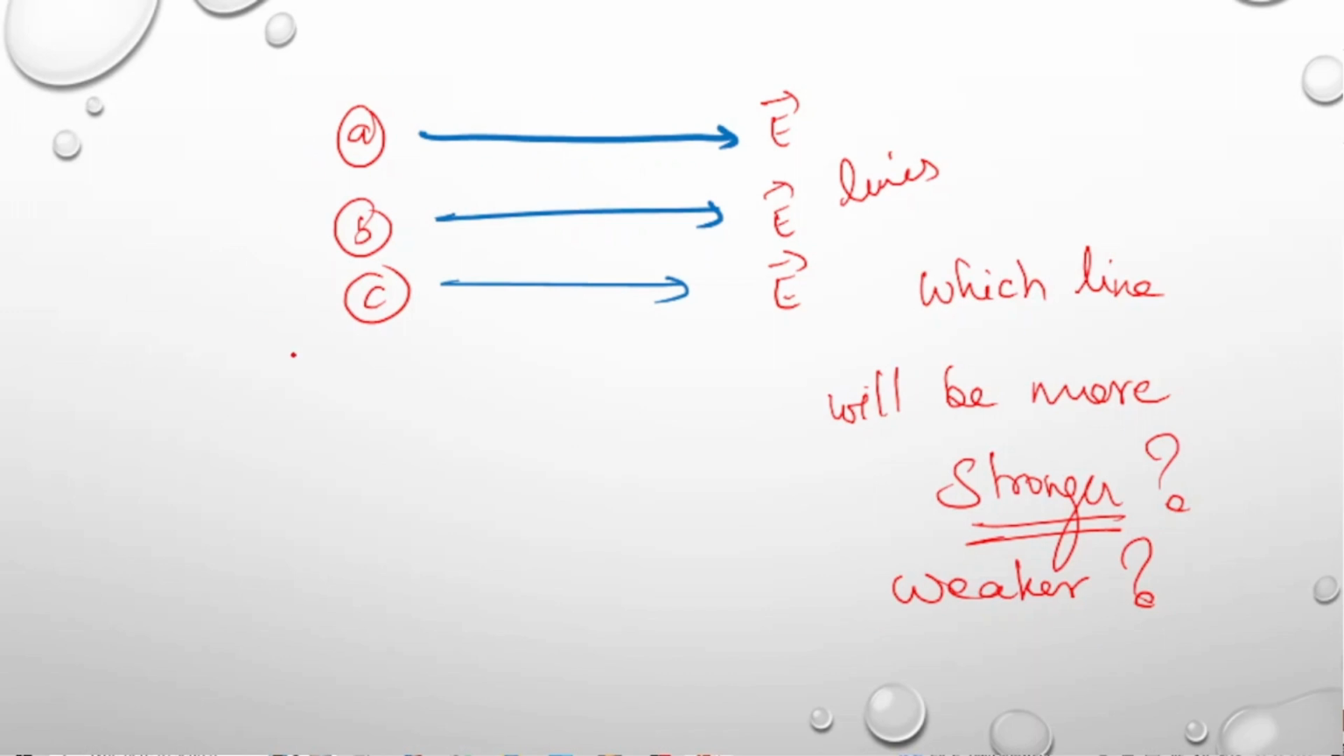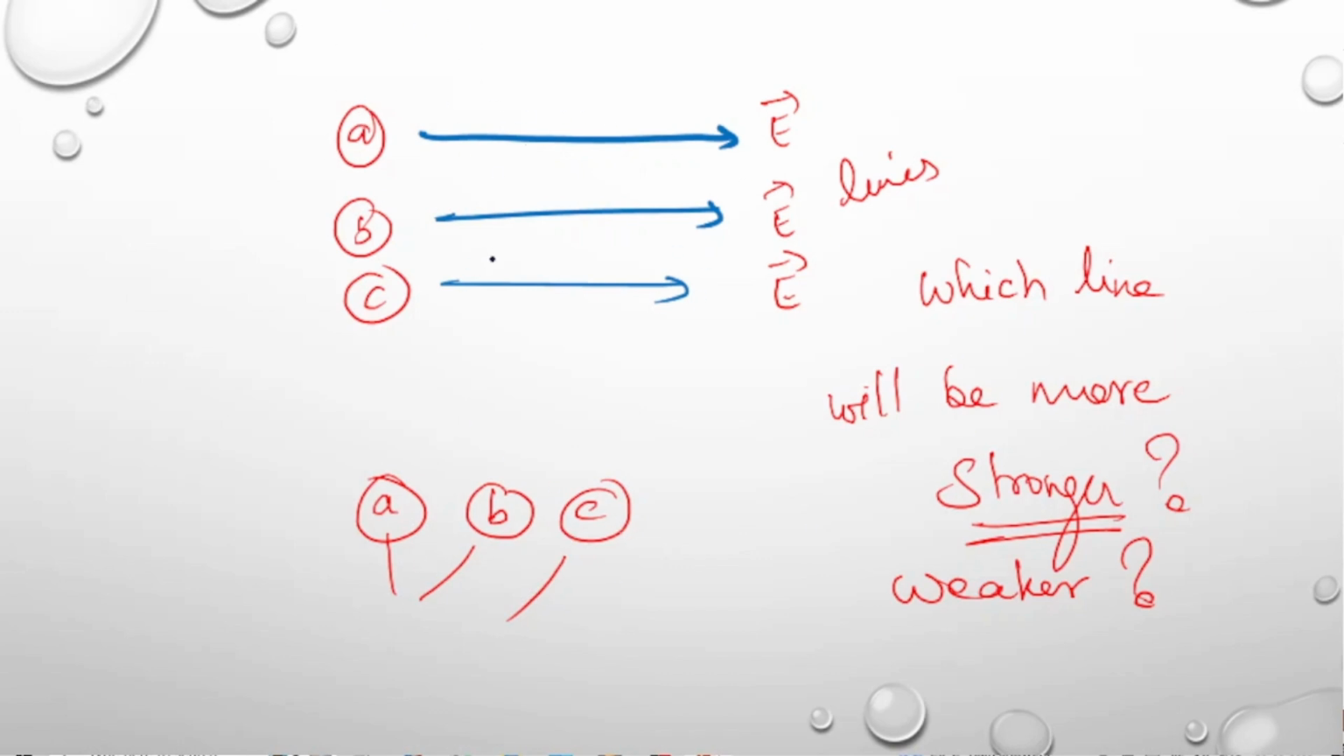Mention A or B or C, whichever is your option, and after mentioning the option, put it as stronger or weaker. Come on, quickly. Very good, I get more responses. Very good. So now A, B, C is there.